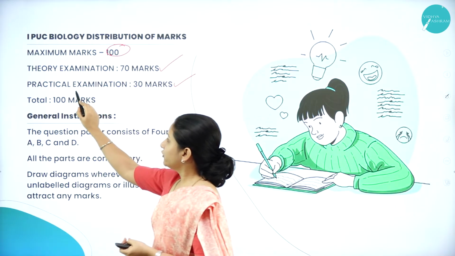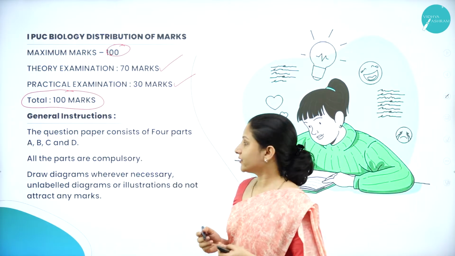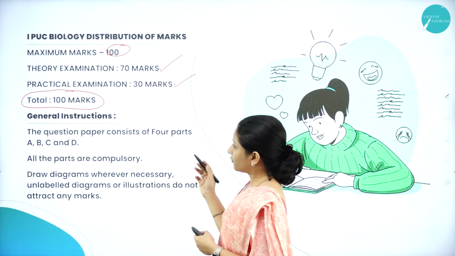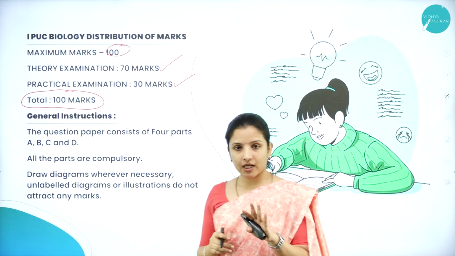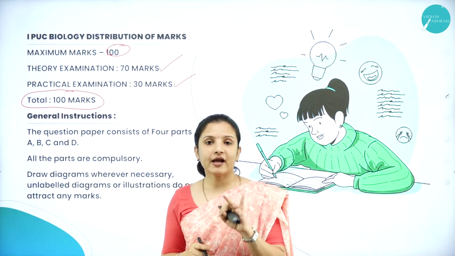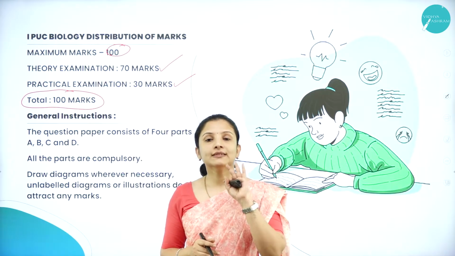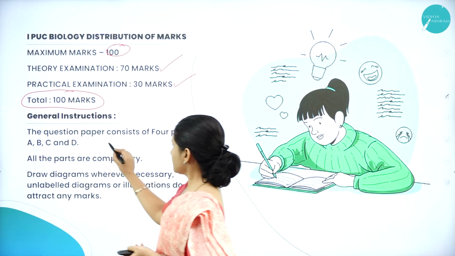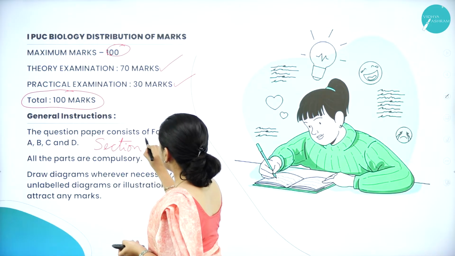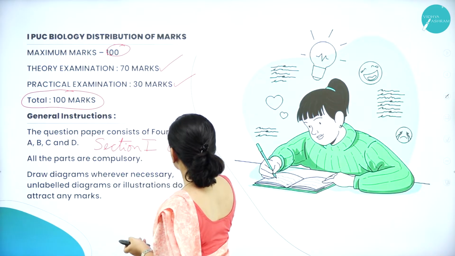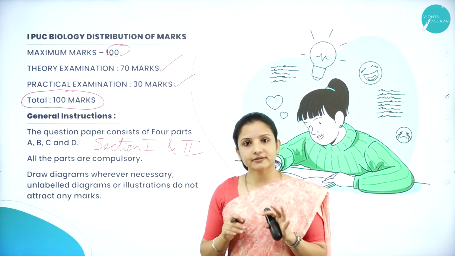So in total, you'll be writing your first PUC exam for 100 marks. The question paper usually consists of 4 parts: part A, part B, part C and part D. Part D is again divided into section 1 and section 2. All the parts are compulsory.